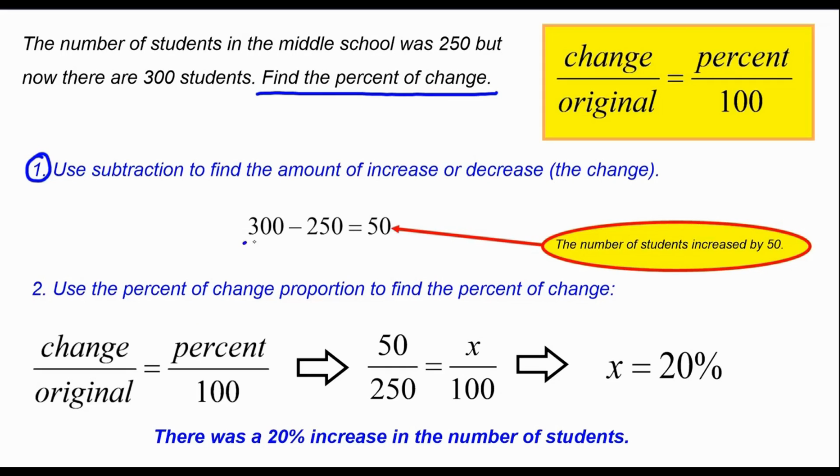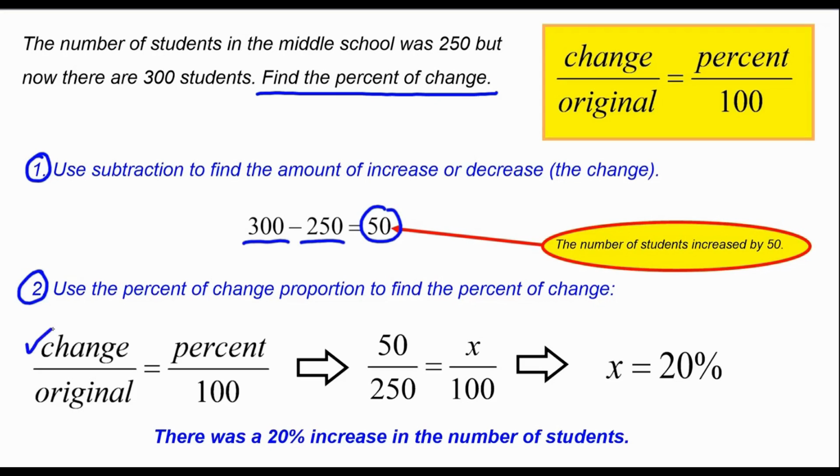So the new amount was 300. It used to be 250, so that's a change of 50 students. So the number of students increased by 50. So the change was an increase of 50, but what percent of change was that? So that's where step 2 comes in. We're going to use the percent of change proportion to find the percent of change.